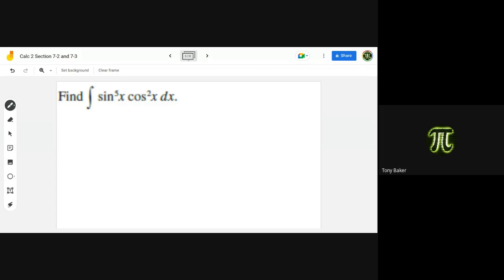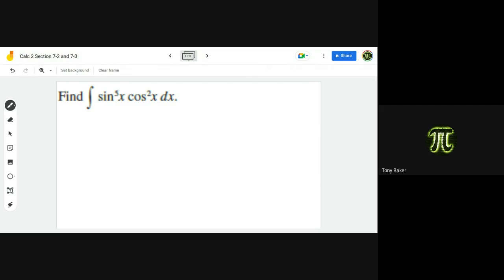All right. So we've got the sine to the fifth power x, cosine squared x dx. We've got a multiplication. They're both trig functions. If you remember what I said last week, they have a tendency to repeat themselves and kind of get screwy when we're trying to do integration by parts. So there's other ways to deal with this.